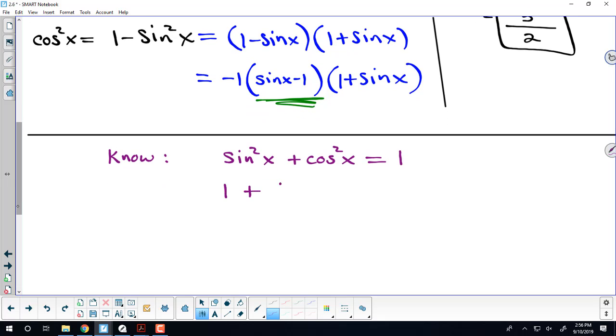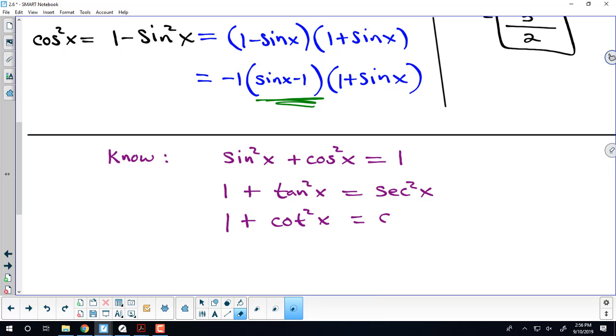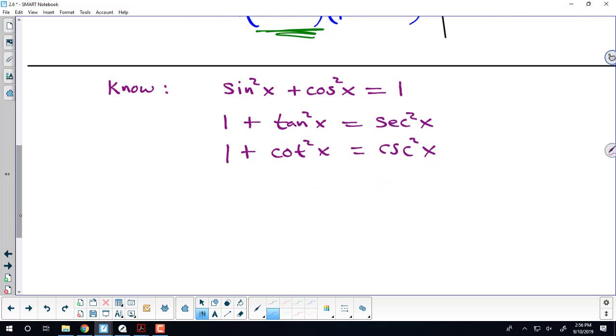So 1 plus tangent squared is what? Yeah, secant squared. And 1 plus cotangent squared is cosecant squared, yeah. So those are your Pythagorean identities. Just about every trig identity comes from that sine squared plus cosine squared equals 1.